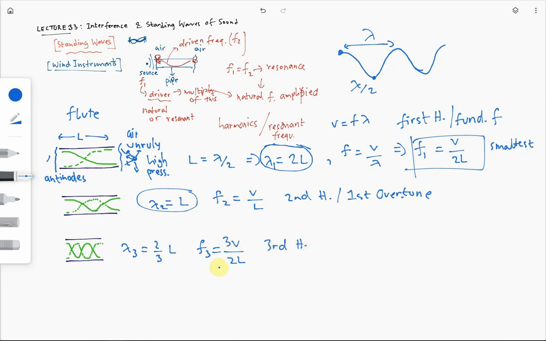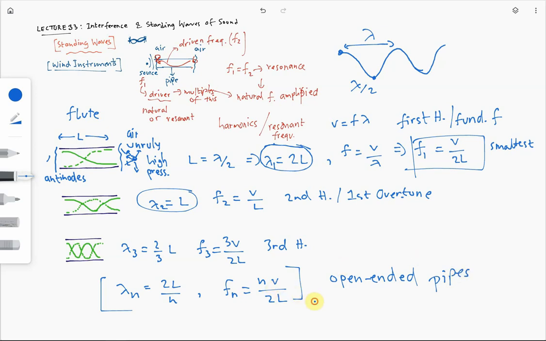And generally, we can find a progression like we did for waves produced on a string of a guitar or a stringed instrument. The pattern for open pipes, that is open-ended pipes, is the nth wavelength is equal to 2L over n, while the nth harmonic, or nth resonant frequency, is n times V over 2L. This is the pattern for open-ended pipes, like flutes. And n is 1, 2, 3, and so on and so forth.